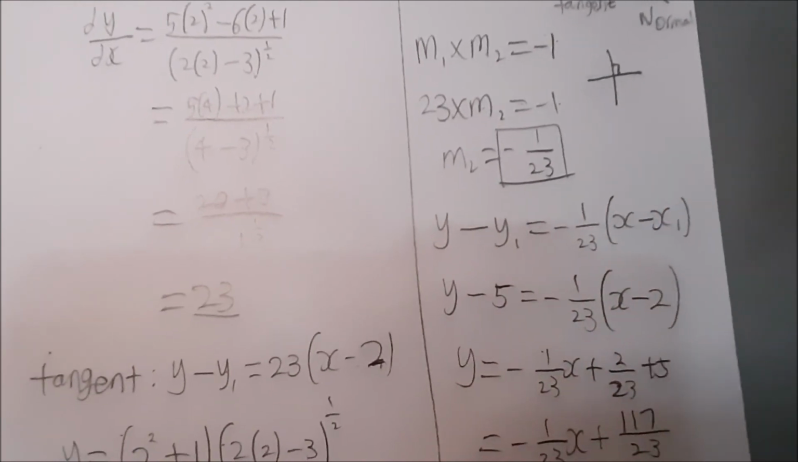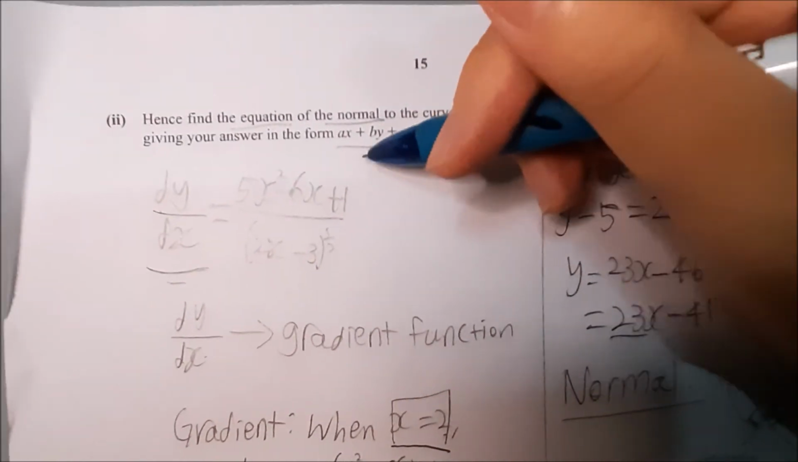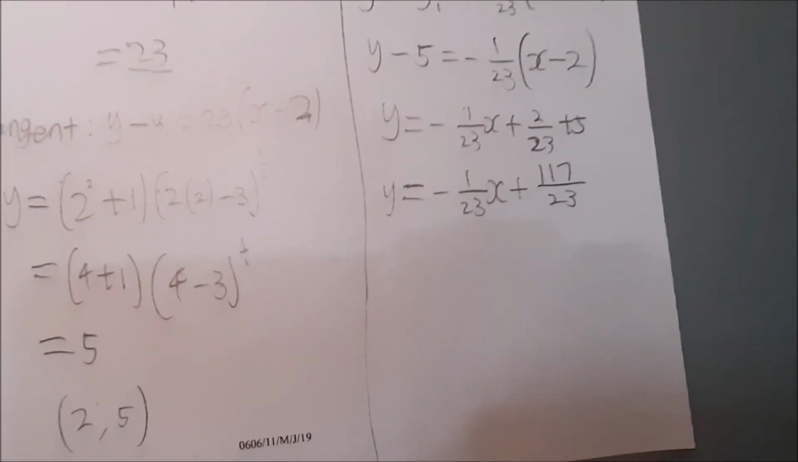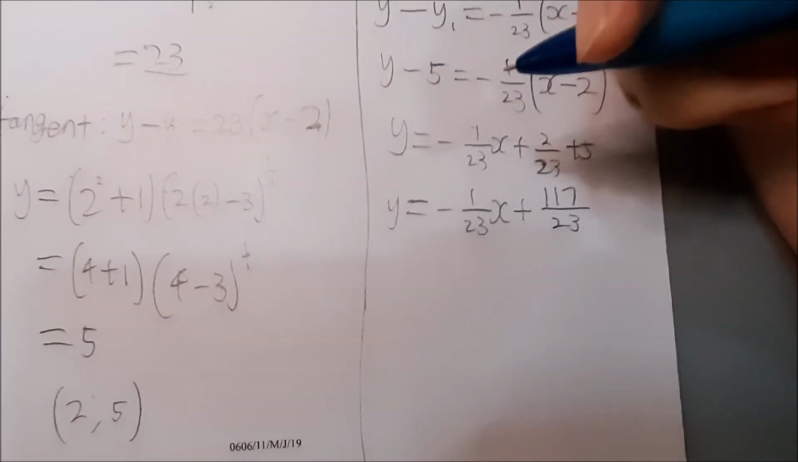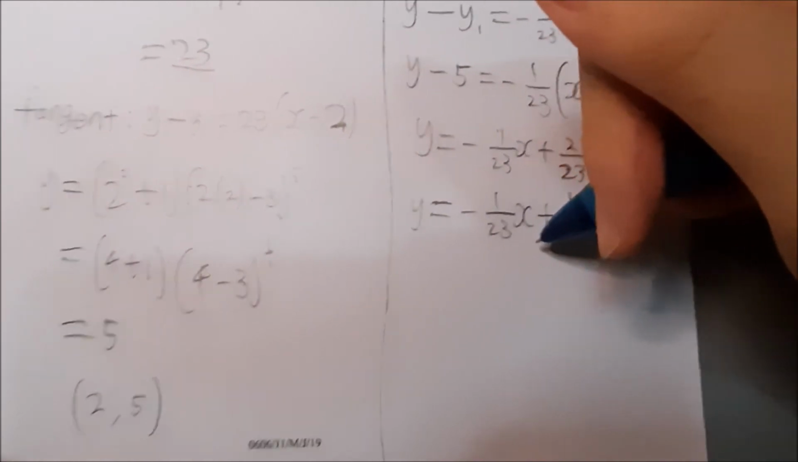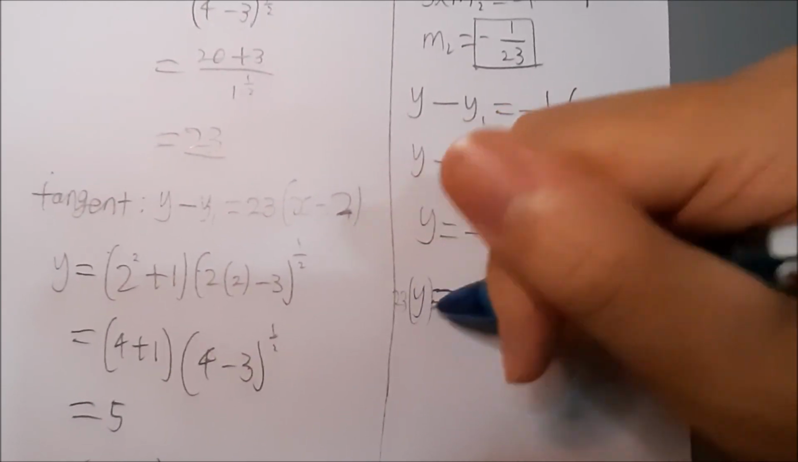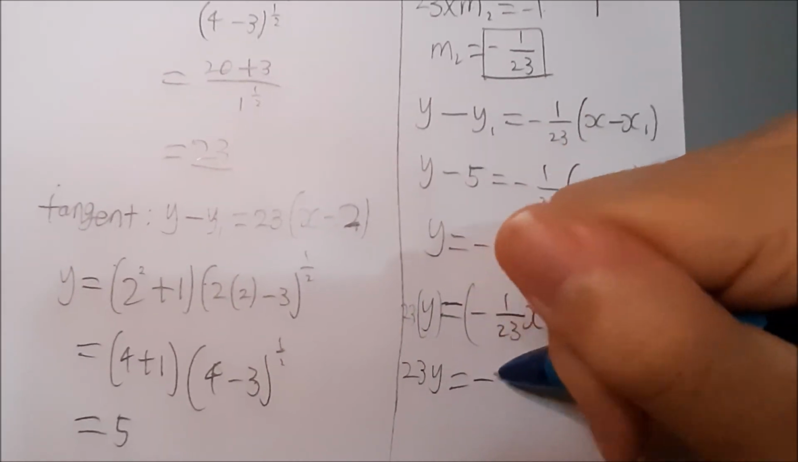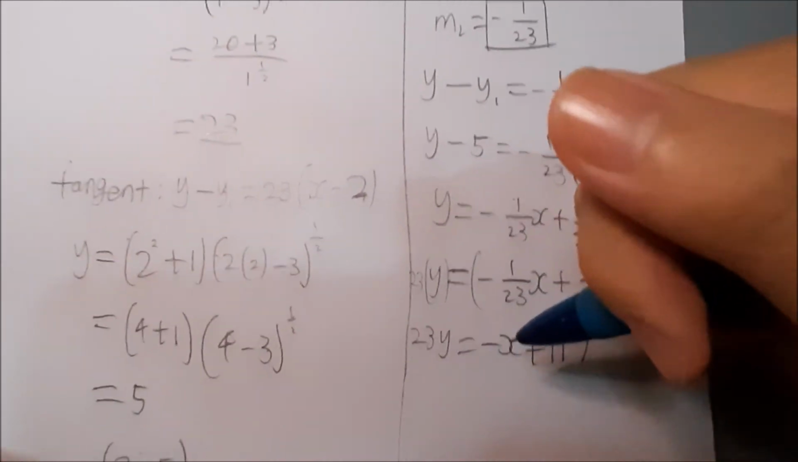We are not done yet, as the question said to give your answer in the form ax plus by plus c equals 0. So we have to get rid of the fractions and make it a whole number. To do that, you have to first times 23 to both sides. So you times 23 here, then you times 23 here, so that it becomes 23y equals minus x plus 817.